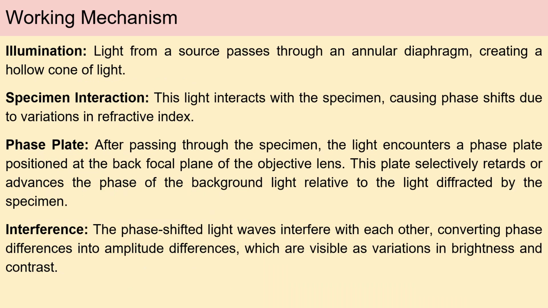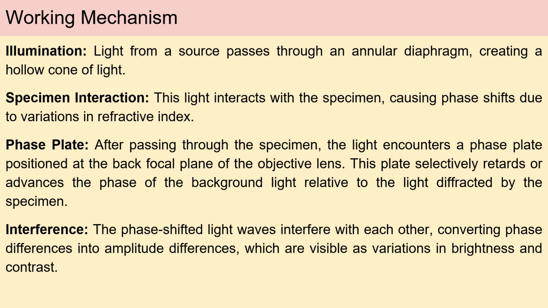Working mechanism. The working mechanism of a phase contrast microscope involves several key steps. Light from an illumination source passes through an annular diaphragm, which shapes it into a hollow cone. This cone of light then illuminates the specimen, where different parts of the specimen cause variations in the speed and phase of the light due to their different refractive indices.